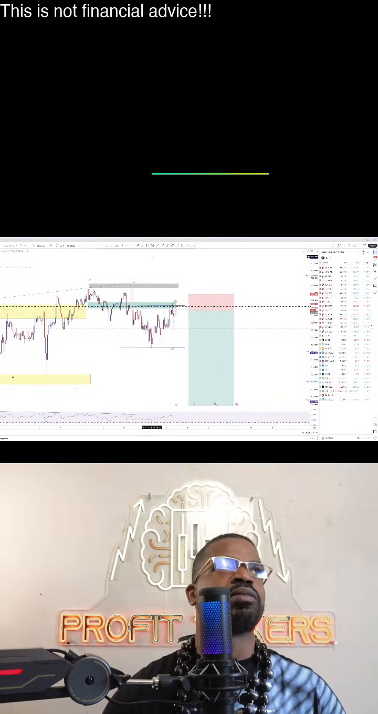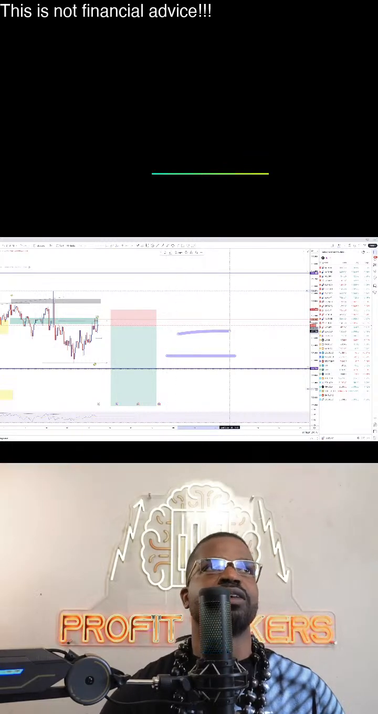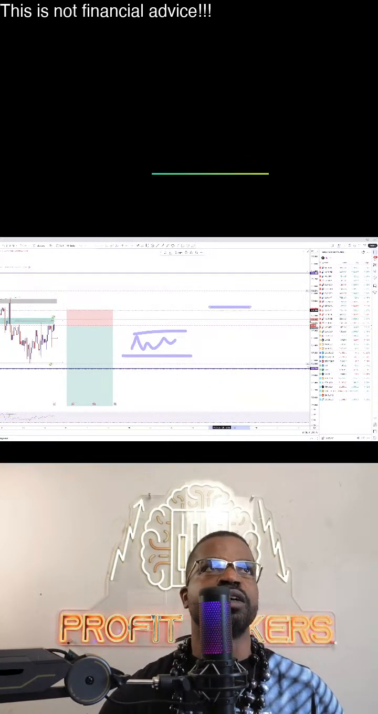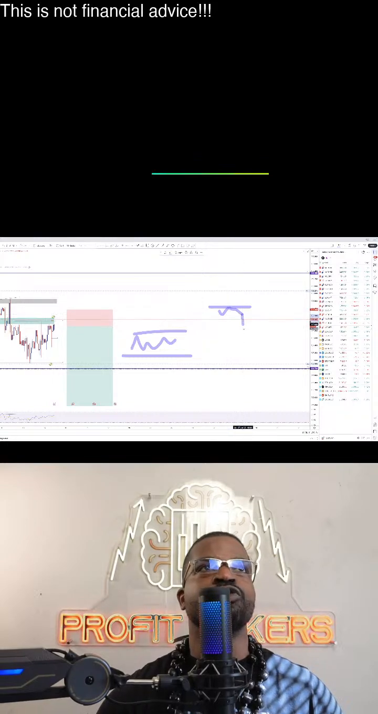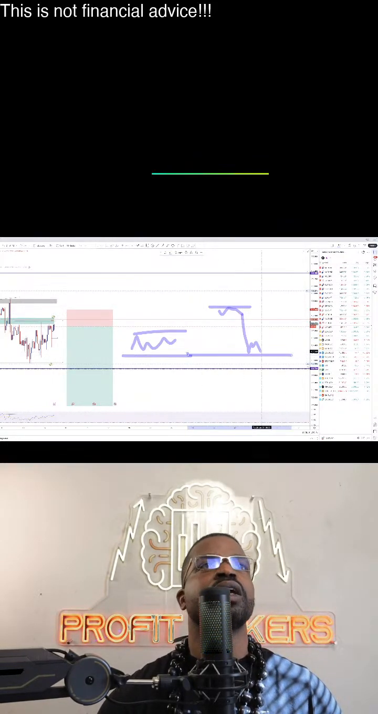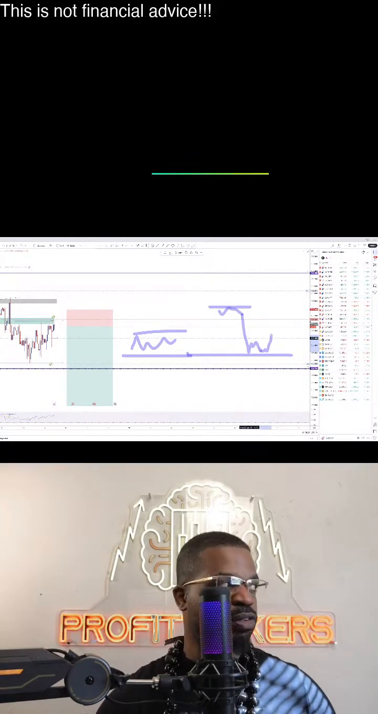So let's say we got consolidation right here. Price broke above. This is our entry. It drops to retest that, but this isn't broken. It's time to start protecting or potentially closing the other positions.